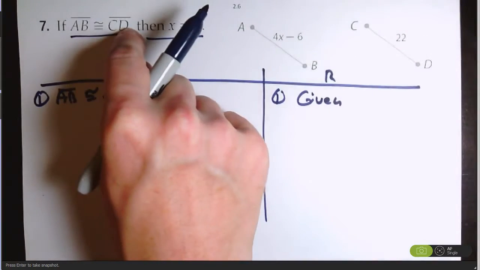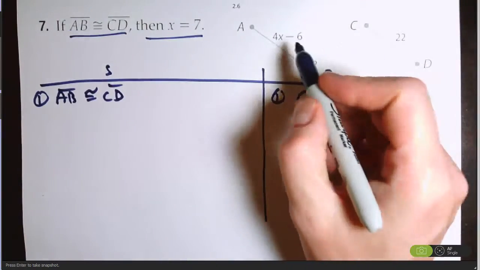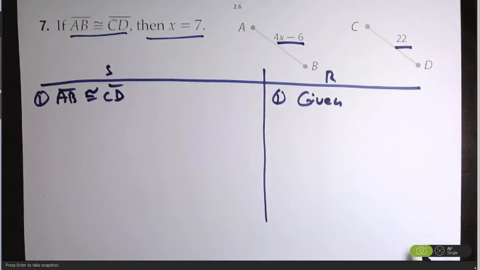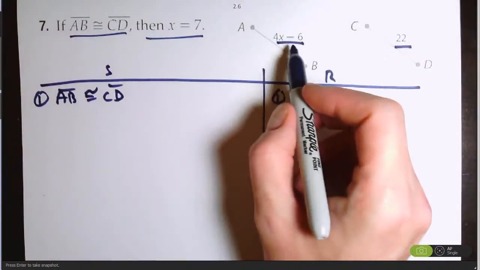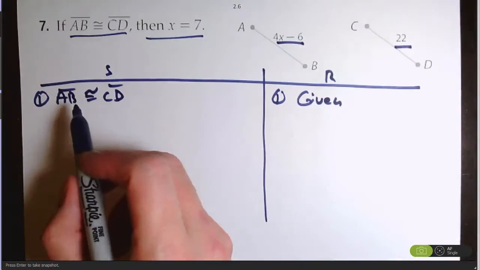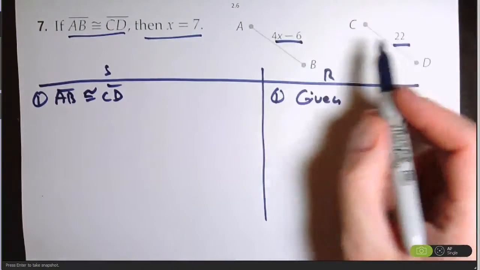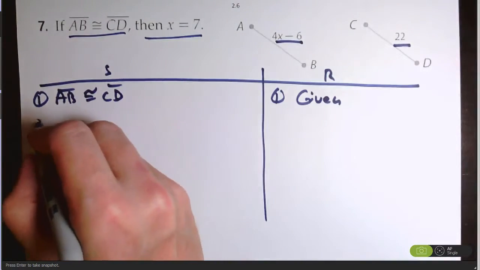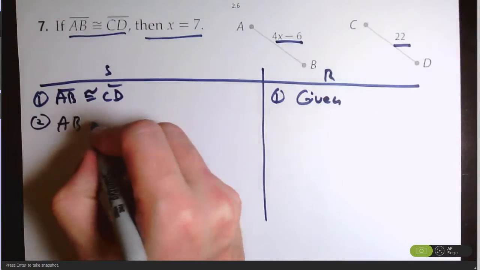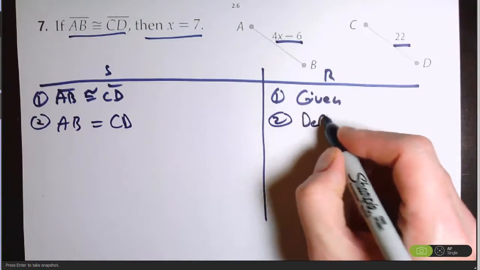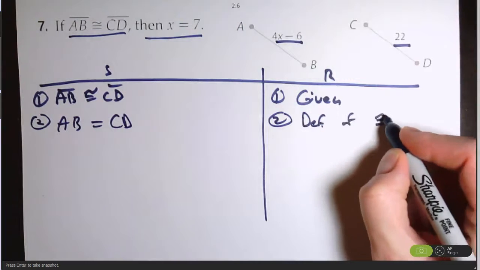If things are congruent, that means their measures are equal. What's the measure of AB? It's 4x minus 6. What's the measure of CD? It's 22. I can't just say 4x minus 6 is congruent to 22 because congruent means objects. Excuse me, this means measures. So step 2 says that AB is equal to CD by definition of congruent.